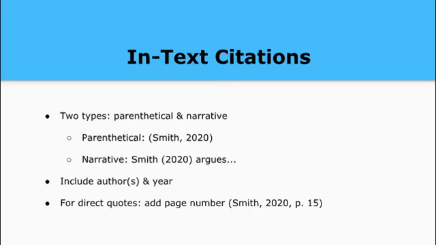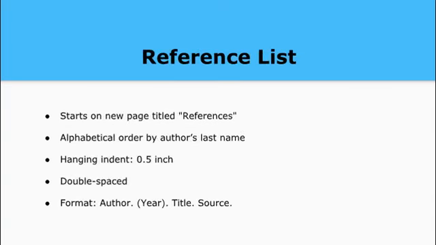Next, we'll learn how to format the full reference list at the end of your paper. The reference list is an essential part of any APA formatted paper. It appears on a new page at the end of your document and is titled References, centered and in bold. Every source you cited in the body of your paper must appear here, arranged alphabetically by the last name of the first author. The entries should be double-spaced, just like the rest of the document.